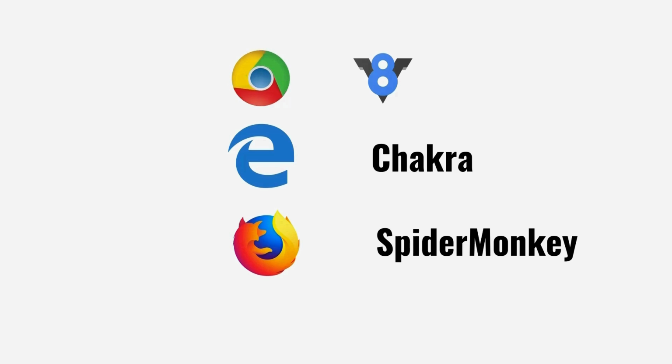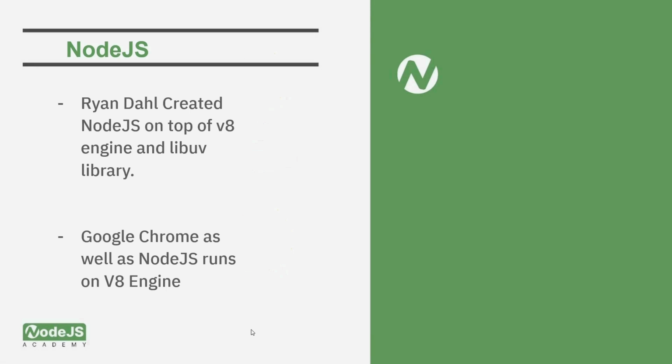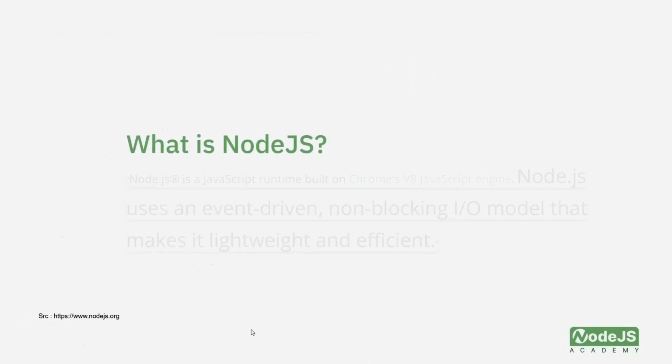In 2008, the V8 engine was released and made available to the public. You can access it as well from GitHub. A guy named Ryan Dahl built Node.js on top of the V8 engine and libuv library.